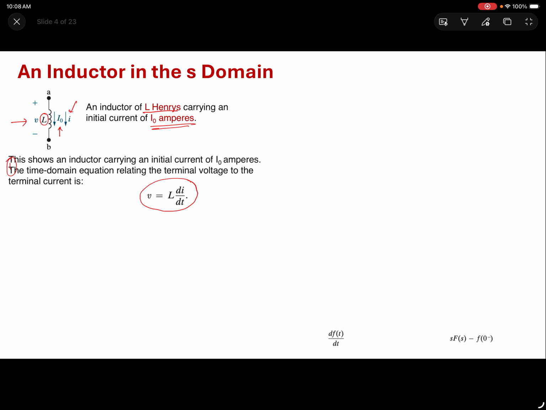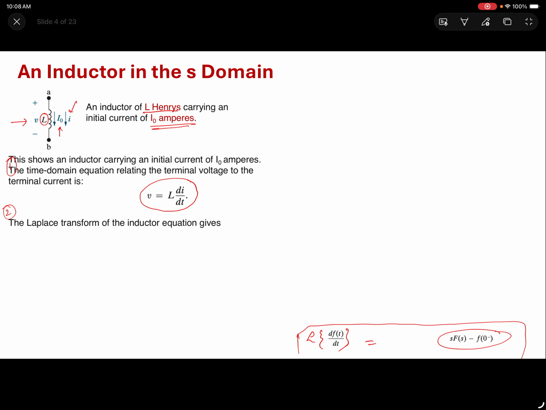Now, in the second step, after writing the VI relation, we are going to find the Laplace transform of this equation. So let's find the Laplace transform of this equation. For example, the Laplace transform of a derivative of a function equals s times F of s minus f of 0 negative, so I'm using this identity.